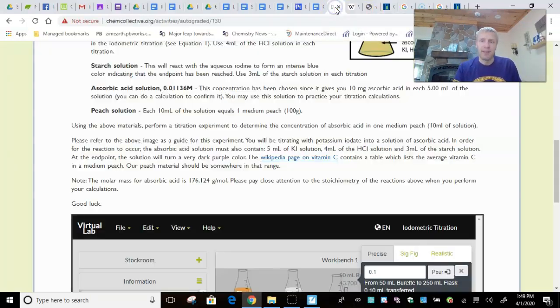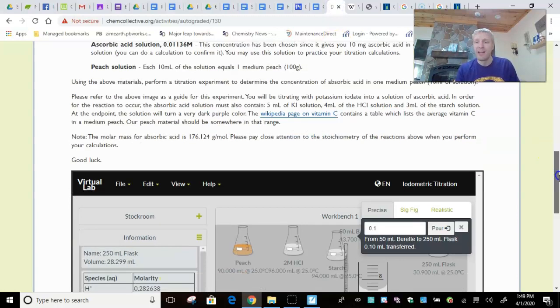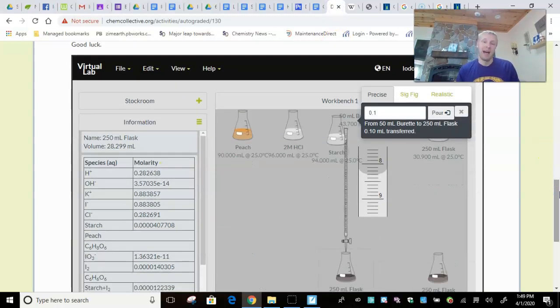And there you have it. That's how you do the virtual lab. That's how you find how many milligrams of vitamin C are in, in this case, a peach.